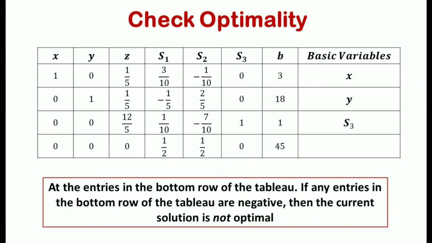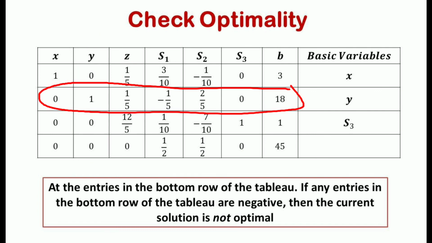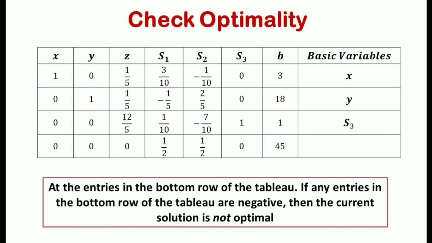Once all the elements of the new table are calculated, now we are replacing the departing variable with the entering variable. The entering variable here is y, which is the pivot column, and it replaces the pivot row variable, that is S2. So S2 is considered as the departing variable here. Therefore, we are replacing S2 with y, which is a basic variable now.